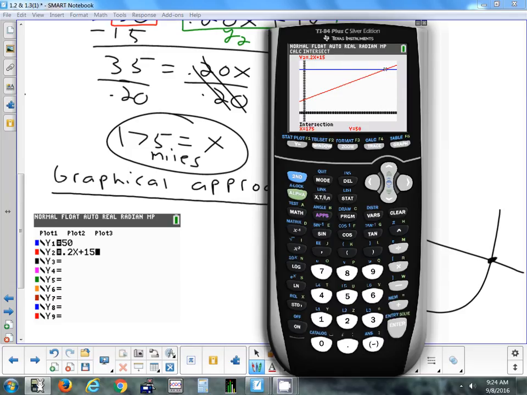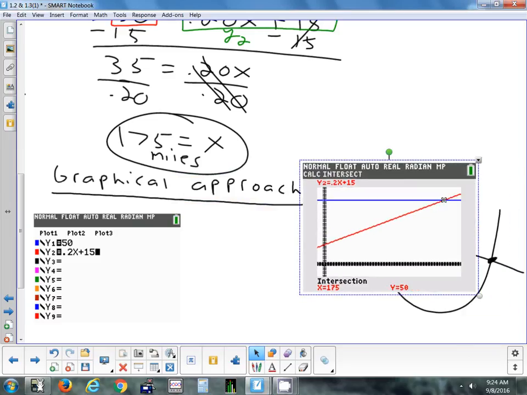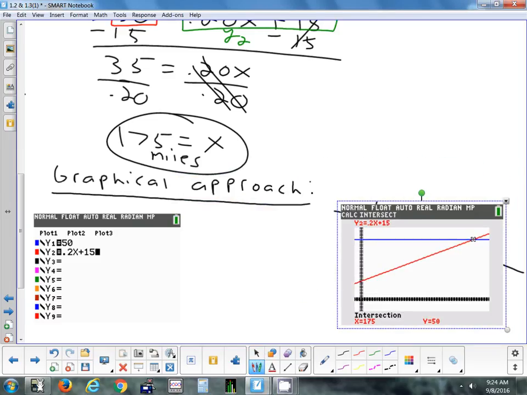Okay, so it tells me that these lines cross when x is 175 and y is 50. So there's your answer right there. That's the number of miles. And even the way I just did it on the calculator, there's other ways to do it besides that way, using a calculator. But for now, that's the way I'll show you.